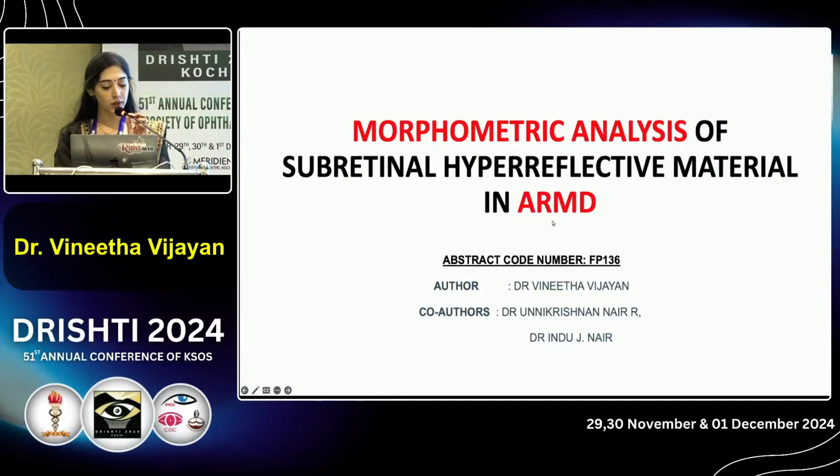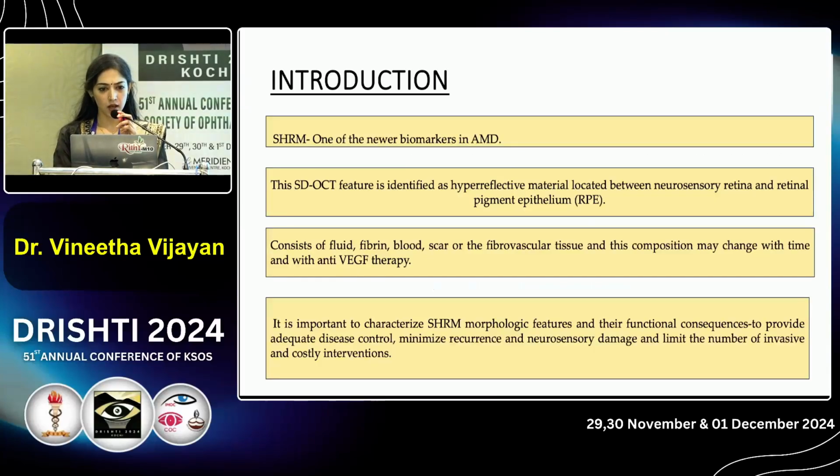Good afternoon. My topic will be on morphometric analysis of subretinal hyperreflective material in ARMD. Coming on to the introduction, SHRM, as you know, is one of the new biomarkers in AMD. This SD-OCT feature is identified as a hyperreflective material located between the neurosensory retina and the retinal pigment epithelium. It may consist of fluid, fibrin, blood, scar, or fibrovascular tissue, and this composition may change with time with anti-VEGF therapy. So it is important to characterize the SHRM so as to prognosticate the disease and to limit the number of invasive and costly interventions.